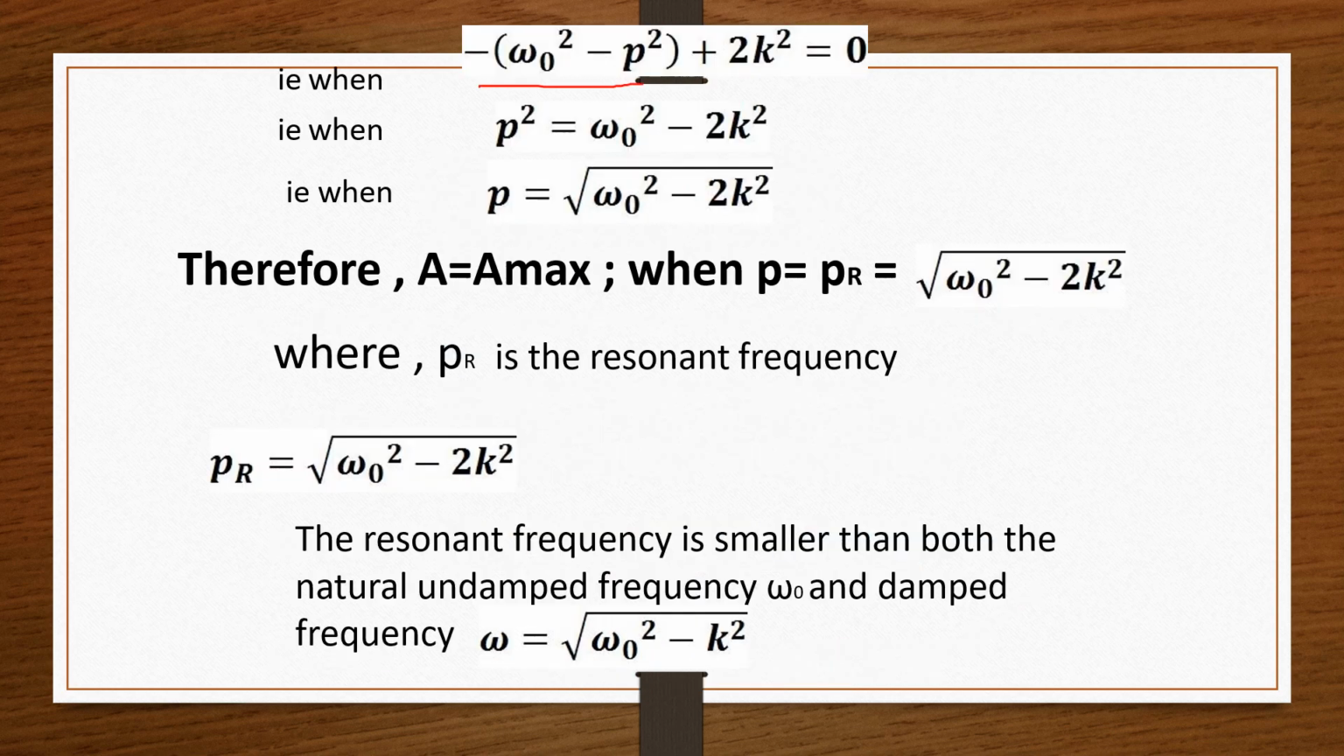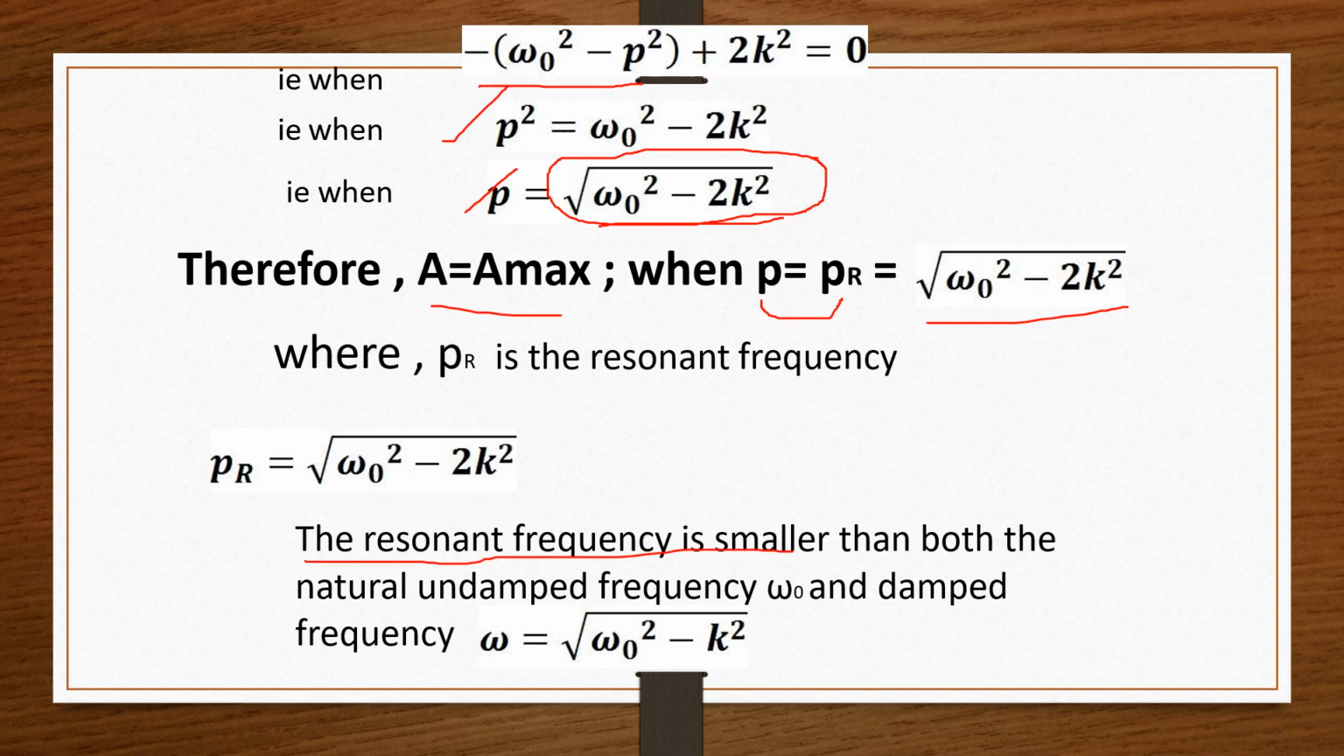From this expression, you can write the value of p squared as equal to omega 0 square minus 2k square, or p is equal to root of omega 0 square minus 2k square. That is, you get the maximum value of amplitude A max when the driving frequency p is equal to p_R, the resonant frequency. We now call this expression the resonant frequency, that is, p_R is equal to root of omega 0 square minus 2k square. Also note that the resonant frequency is smaller than both the natural undamped frequency omega 0 and the damped frequency omega, which is root of omega 0 square minus k square.